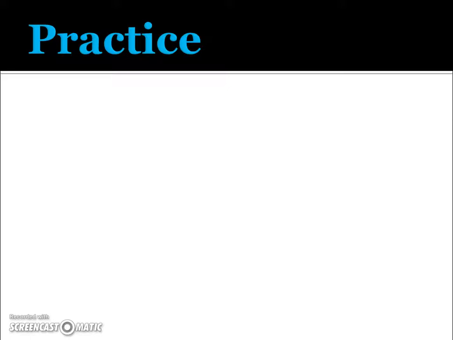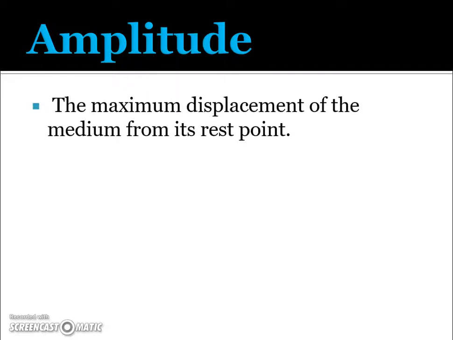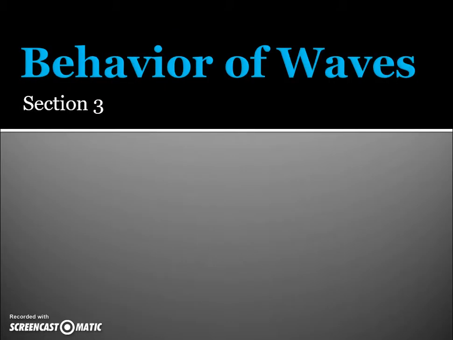Now for a practice problem on your own. A wave on a rope has a wavelength of 2 meters and a frequency of 2 hertz. What is the speed of the wave? All right, last concept for section 2 is amplitude. The amplitude is the maximum displacement of a medium from its resting point, or of that wave. So the more energy a wave has, the greater the amplitude, or the farther away those wave crests and troughs are going to be from the resting point.